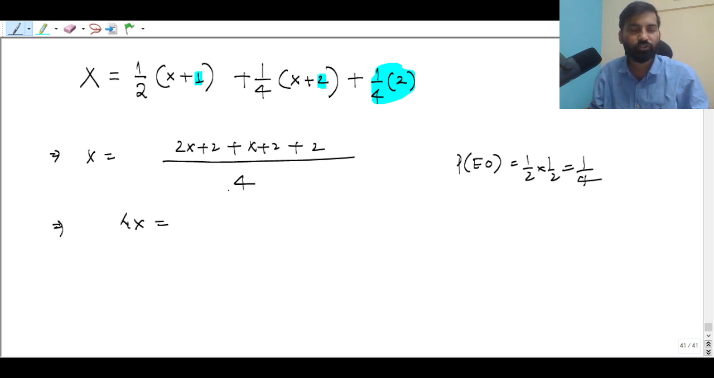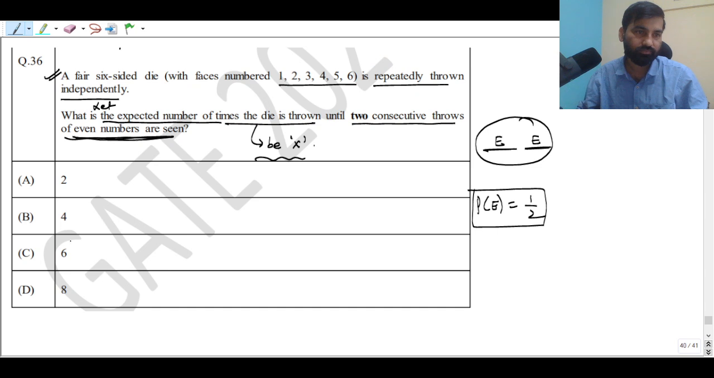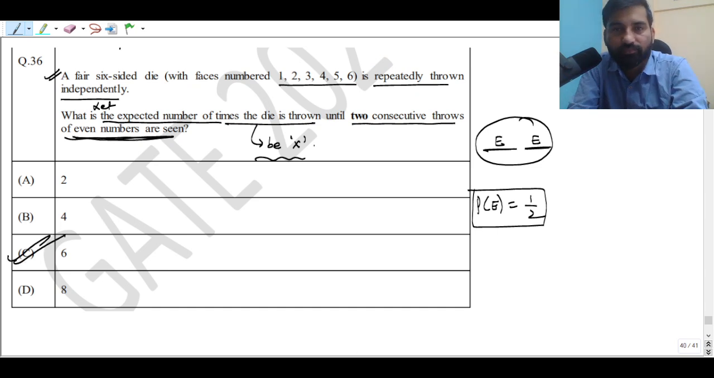So 4x is going to be 2x plus x, that is 3x, plus 6. Now x is going to be 6. So the answer is going to be 6 only, guys. What is the answer for this question? The answer is going to be 6. So I think you might have understood that in one line you can solve this question.